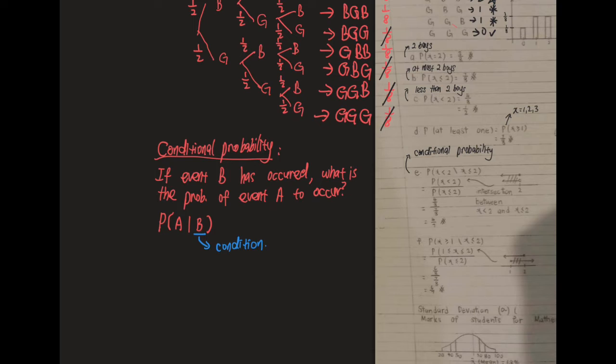What is the formula for conditional probability? I write it here. You take the two events and intersect them, put that at the numerator, then you put the probability of the condition at the denominator. So you just need to remember this formula, and then we should be able to look at the question and understand it already.